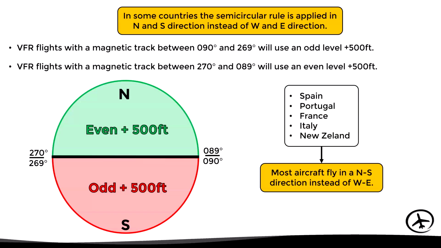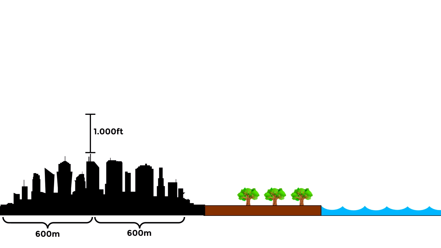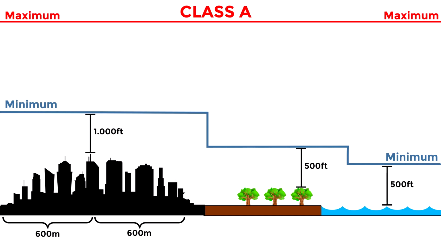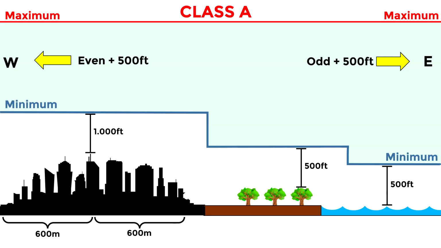So with all this in mind, let's see a summary of the minimum, maximum, and semicircular cruising levels for VFR operations. First, depending on the area above which we will fly, we establish the minimum flight altitudes. Then, depending on the airspace classification, we establish the maximum altitude at which we can fly. Then, within these limits, we have to take into account our magnetic track to choose an appropriate cruising level, according to the semicircular rules. So having seen this, let's now continue with the considerations related to the range of the aircraft.